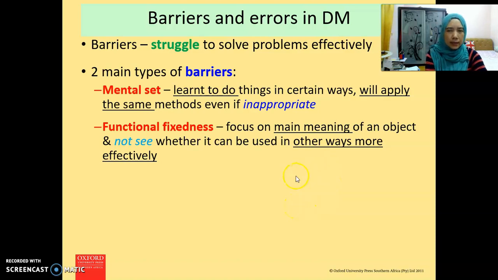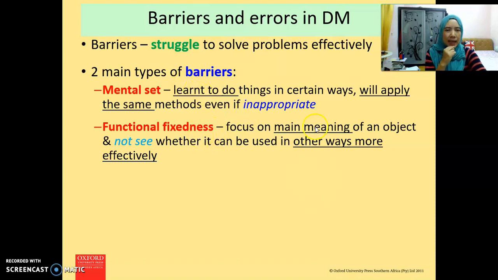Okay, this slide is about barriers and error in decision making. In order to solve problems effectively, or to come up with a good decision, sometimes we have to face some barriers. There are two types of barriers. First is mental set, second is functional fixedness.